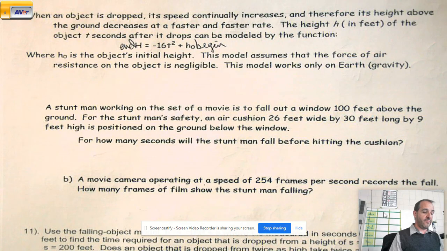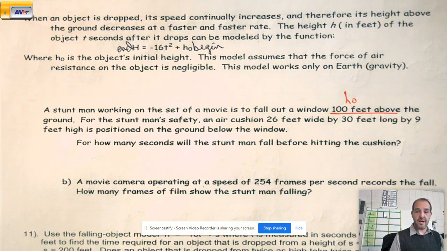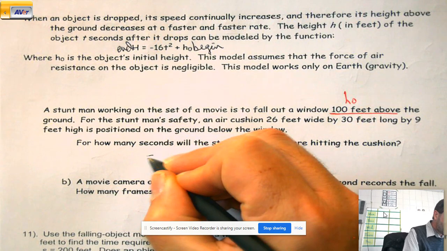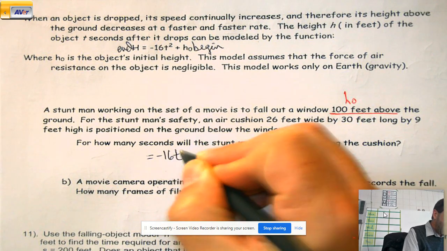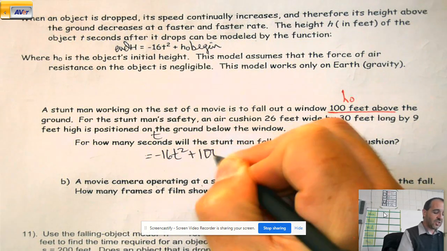A stuntman is working on the set of a movie, and is going to fall out of a window 100 feet above the ground. There's my starting height. For the stuntman's safety, an air cushion 26 feet wide by 30 feet long by 9 feet high is positioned on the ground below the window. That's going to come into play here in just a minute. For how many seconds will the stuntman fall before hitting the cushion? Okay, question. We got gravity. How many seconds? We're going to be looking for t. We know where this started.